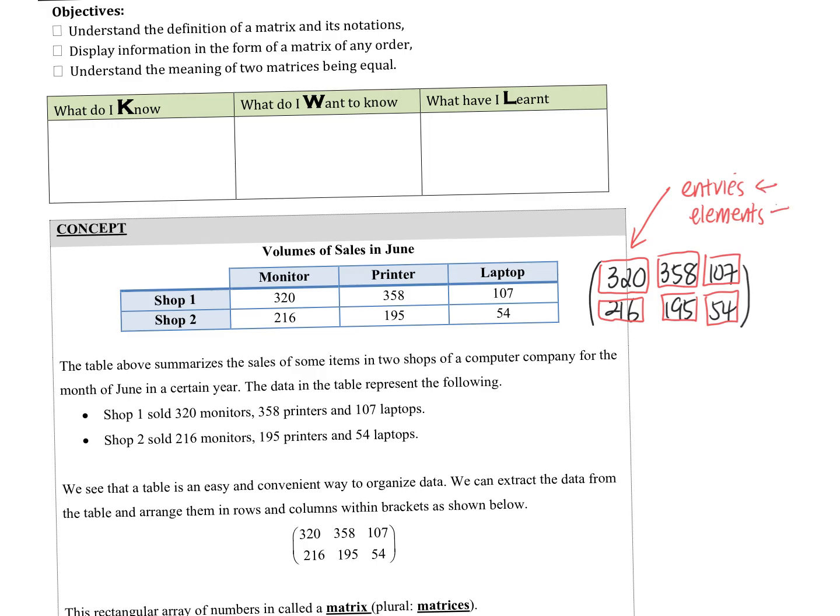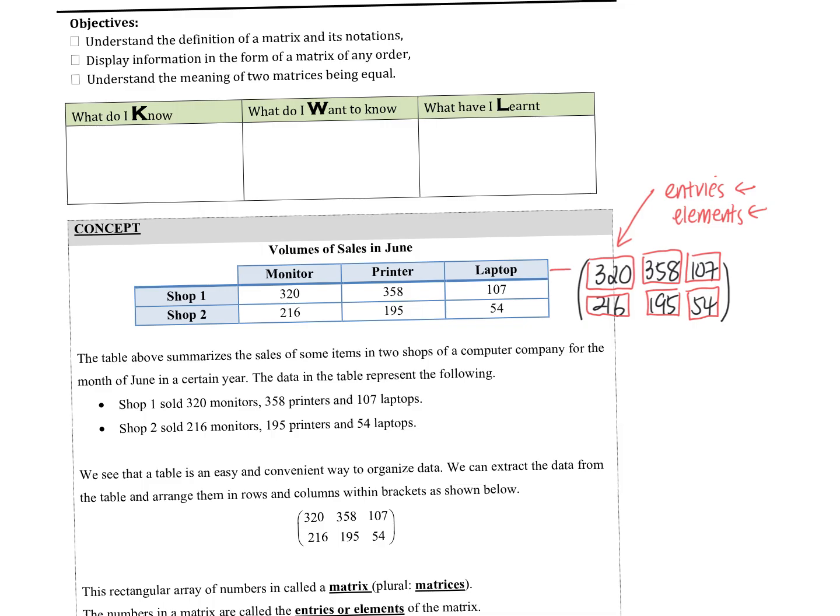Okay, so next thing I need to explain to you is rows. Rows is horizontal, and then columns is vertical. So you need to know how many rows and how many columns. We always count the rows first, then we count the columns. If you ever forget, I want you to remember the magic number 7.